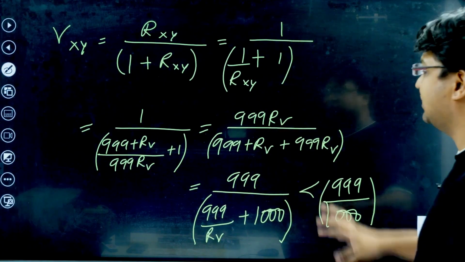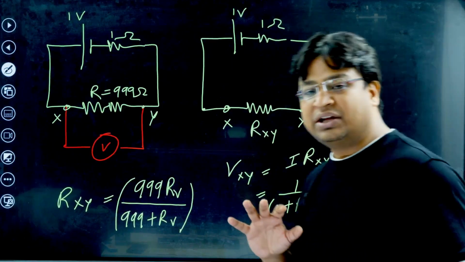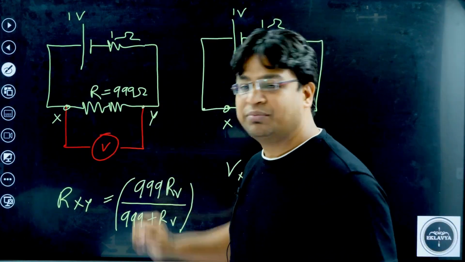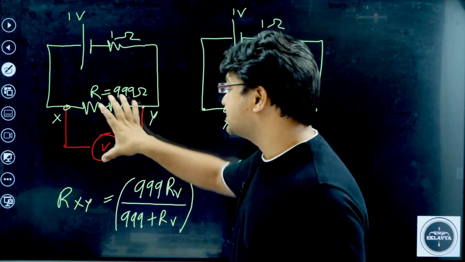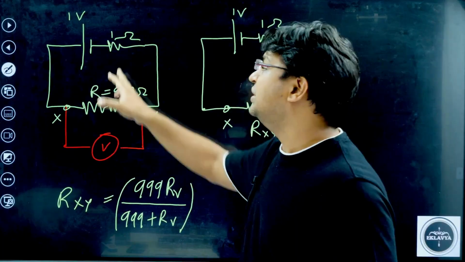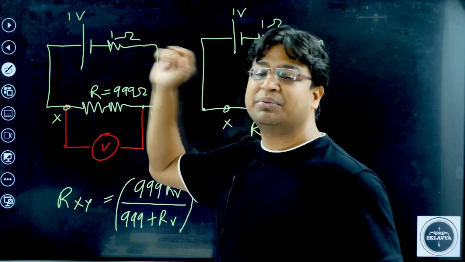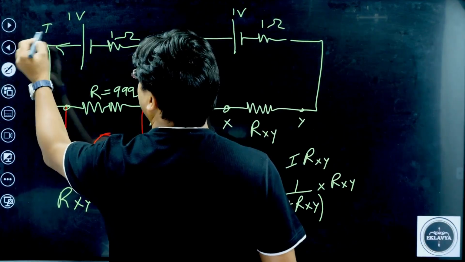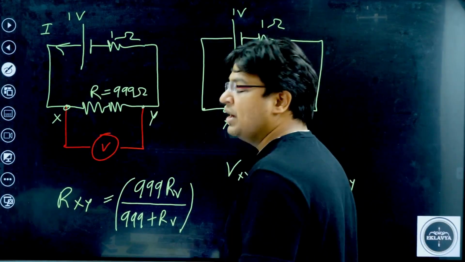So let's try to understand. This is all mathematics, but let's try to understand what happened in the world of physics. When you connected this voltmeter, you effectively reduced the resistance here. In other words, you effectively reduced the resistance of the circuit. So you increase the current. Now the current passing through the battery will be larger. Once you connect the voltmeter here, the current passing through the battery grows as compared to the previous case.